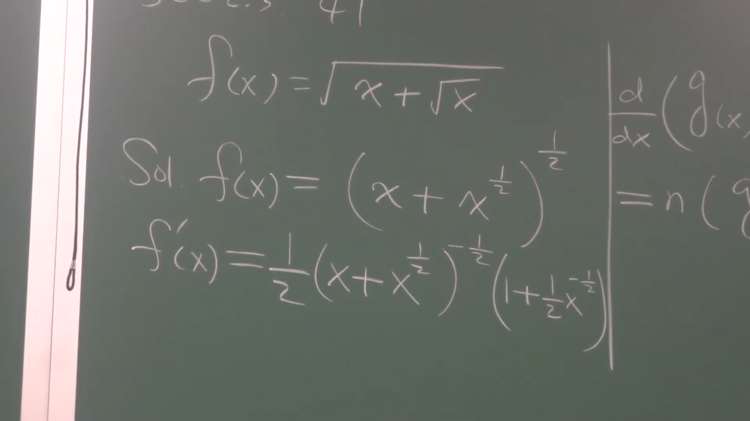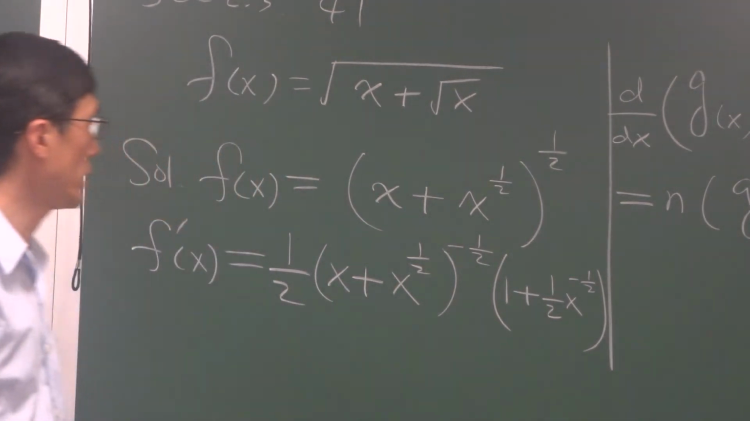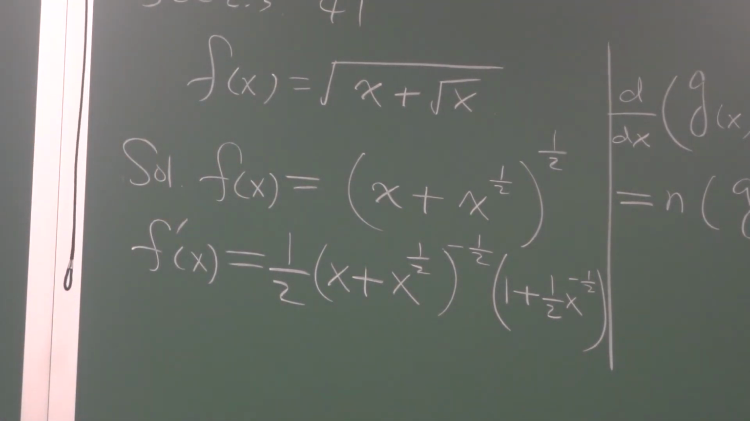I mean, if there's an obvious cancellation, you should cancel it. If it's an obvious simplification, but in this case, I would say this is about good. Okay, any questions? Let's move on and look at 2.6.